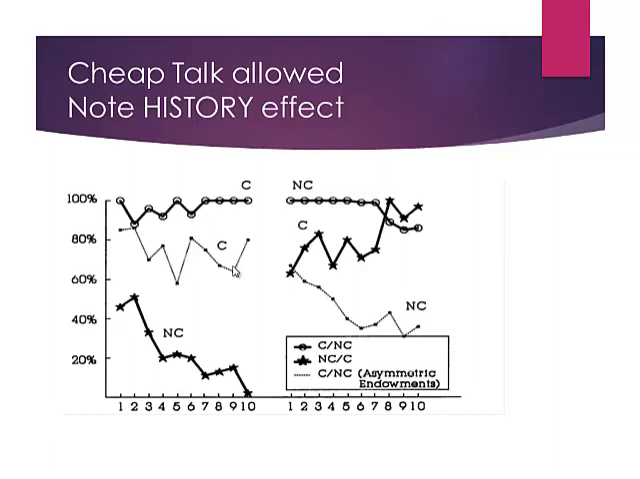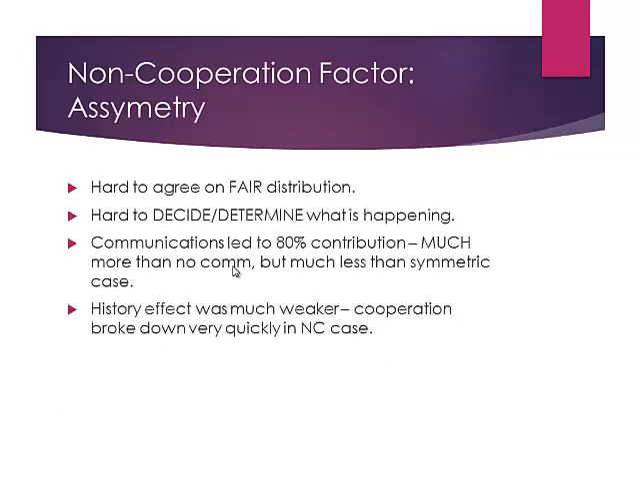In the case of asymmetric endowments, after the communication was blocked, the cooperation went down quite a lot, but it still remained above 25%, so it's not that you go to zero. Economic theory has nothing to do with any of these results. So one of the important non-cooperation factors that we learned from this experiment is asymmetry.